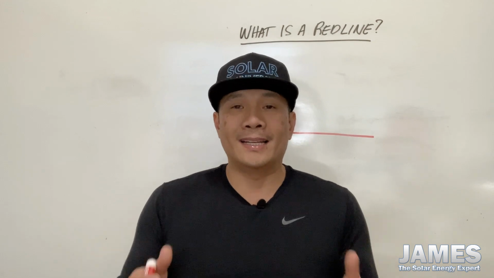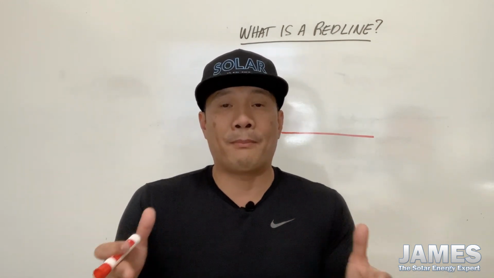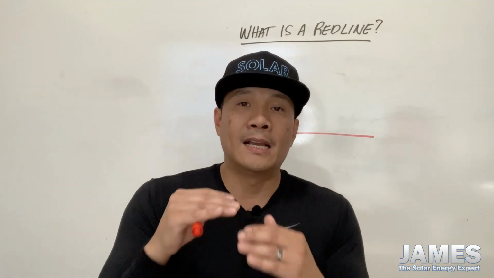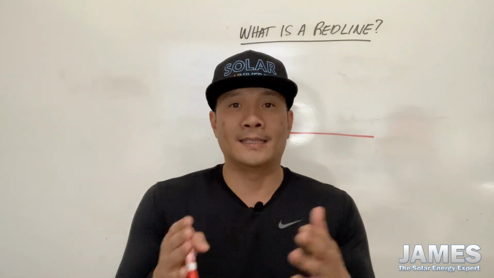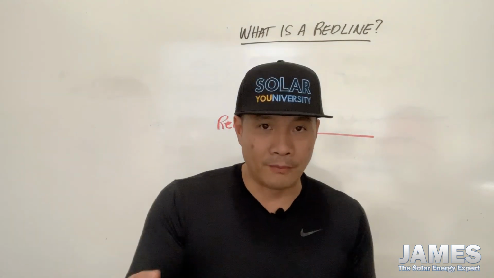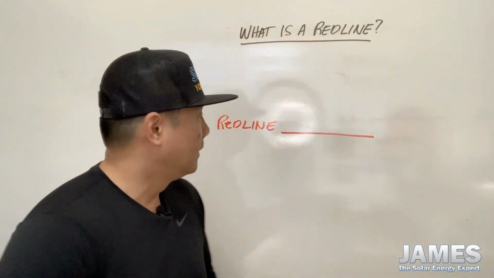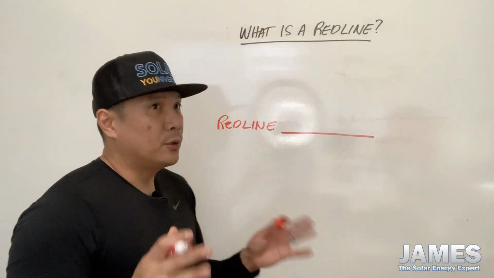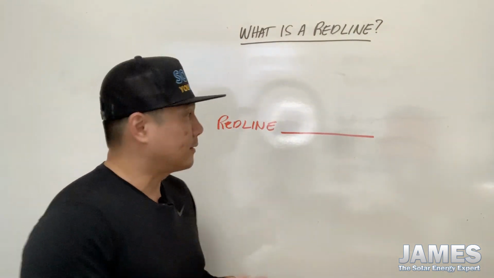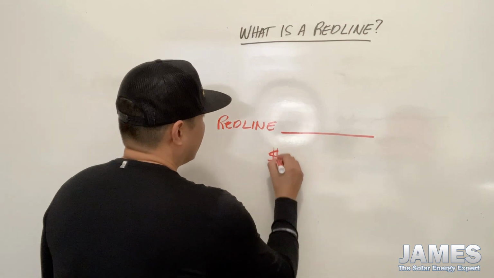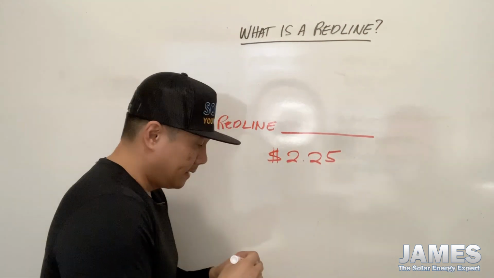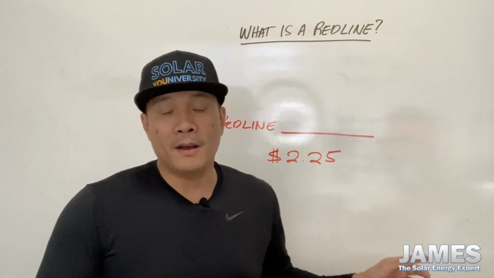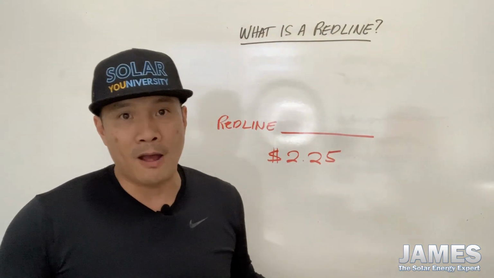So again, a Redline is the base price. It's your negotiations with a company, whatever that price is, and anything above and beyond that Redline is your profit. Obviously, like I said, there's dealer fees and things like that involved, right? So for example, if you create a partnership with an install company and they give you a Redline of $2.25, that means that anything above $2.25 is your profit.